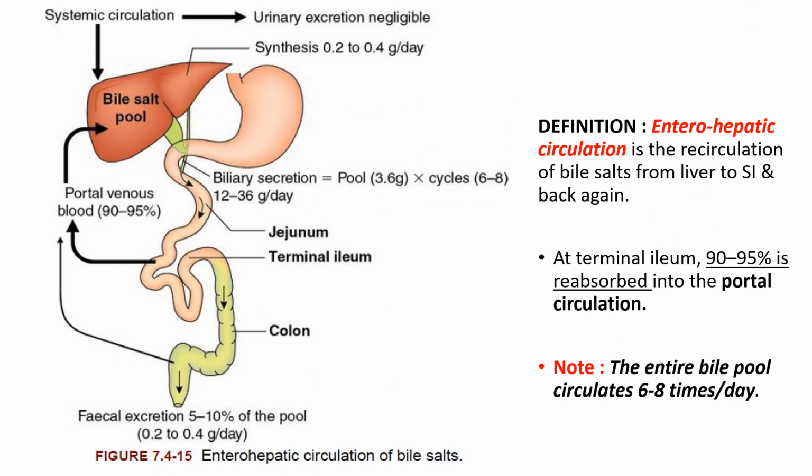The gastrointestinal tract has a unique type of circulation called enterohepatic circulation. In simple words, it means the flow of blood from the liver to the intestine and back to the liver. So, in scientific terms, enterohepatic circulation means the recirculation of bile salts from the liver to the small intestine and back again to the liver.